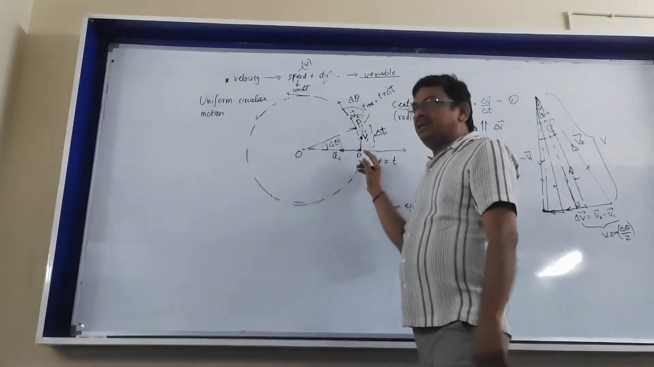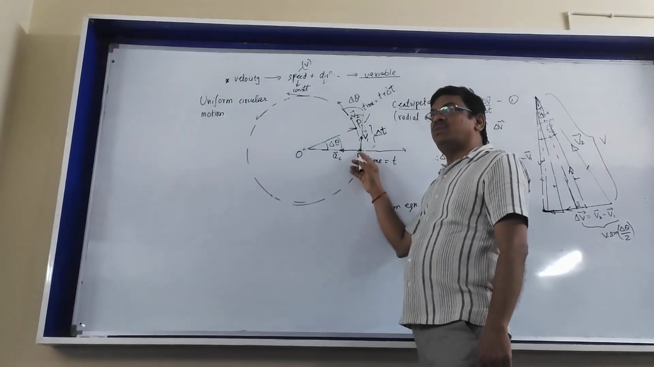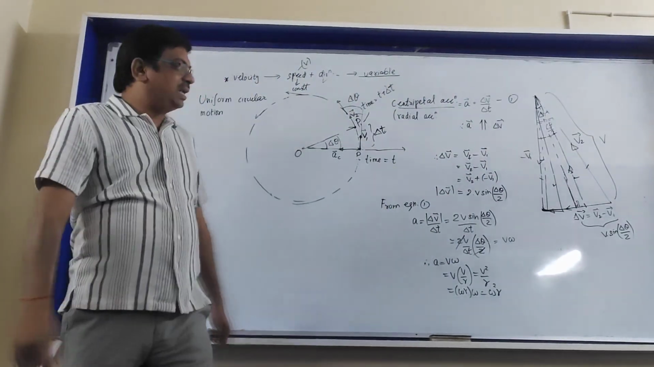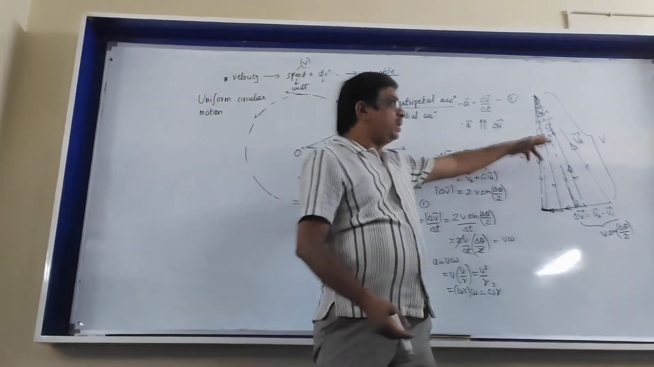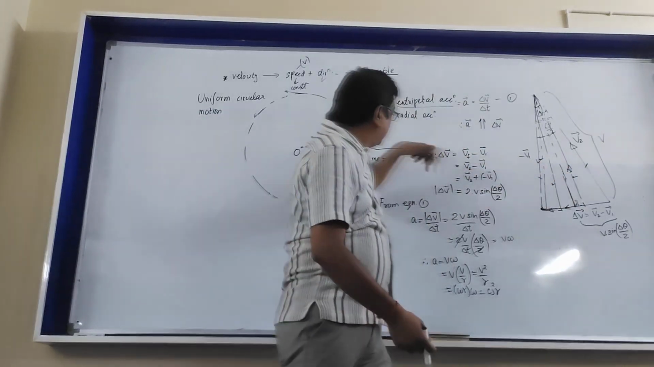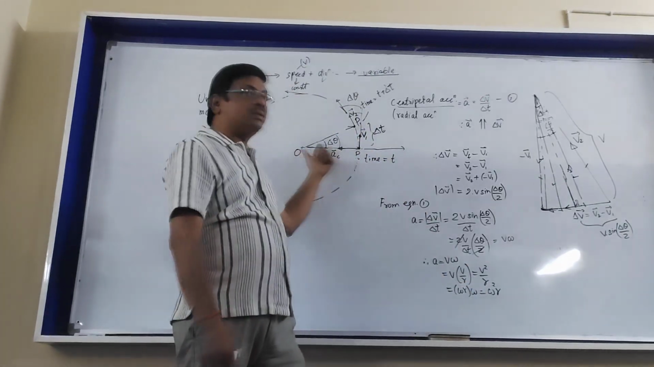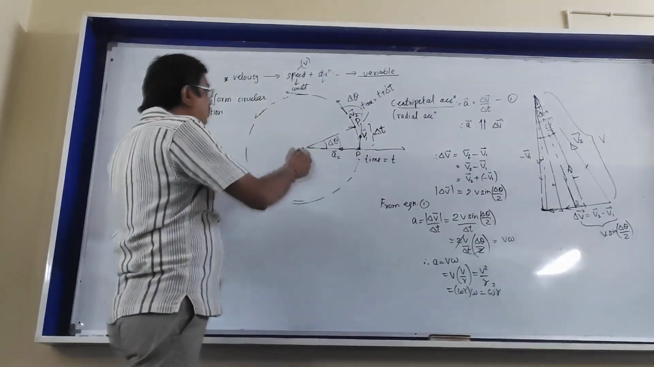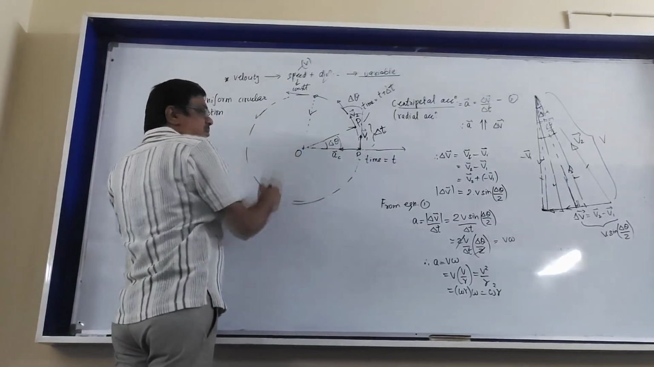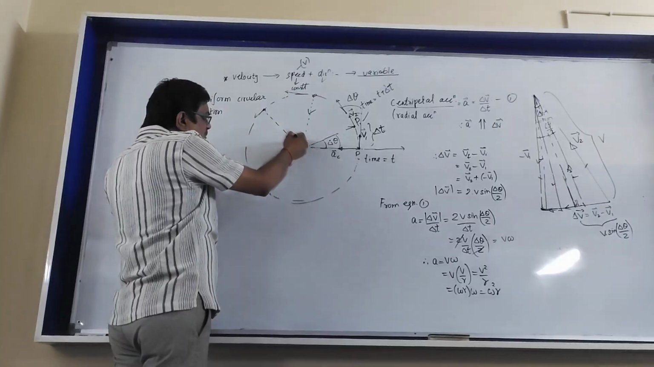So whenever this is the location of the particle, join it with the center. That will give you the centripetal acceleration. So I hope you understood. As delta theta tends to 0, this will exactly point towards this direction. Direction is towards the center. That means when the particle is here, what will be the centripetal acceleration direction? Towards the center. When the particle is here, what is the direction of centripetal acceleration?